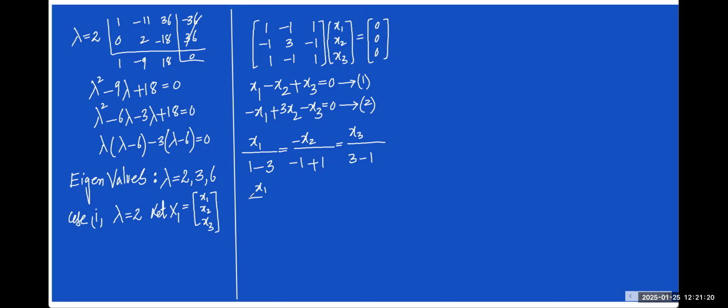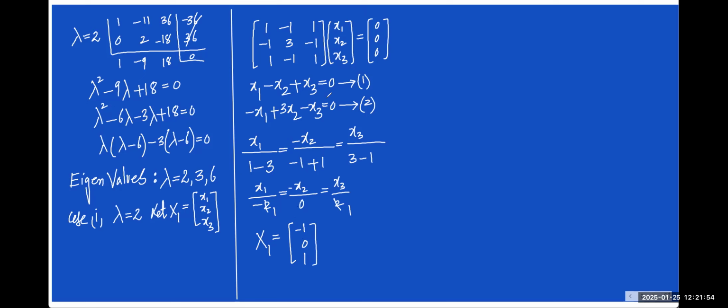So x1 by minus 2, minus x2 by plus 1 minus 1 cancels to 0, and x3 by 2. 2 1s are 2, and it is cancelled, and if you multiply with the denominator you will get 0 only. Finally, I am getting my first eigenvector as minus 1, 0, plus 1. This is our one possible eigenvector.